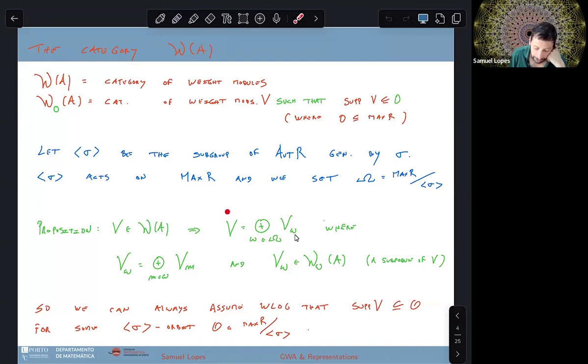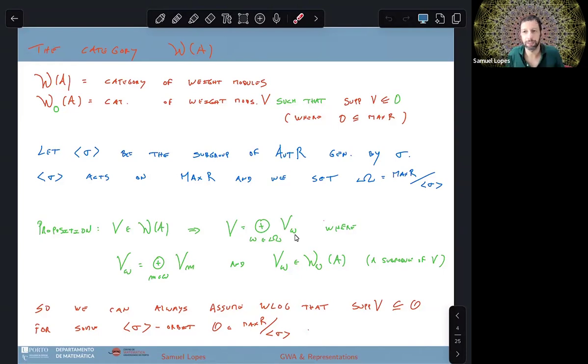And so this tells me that any module will be a direct sum of weight modules which have a support in a certain orbit. Okay, so if I'm only interested in simple or even indecomposable modules, I can focus on any specific orbit. I need only focus on a specific orbit because in general, a module will be a direct sum of modules from other orbits. Okay, so this tells me that I can always assume that the support of my weight module is contained in a certain specific orbit. Okay.